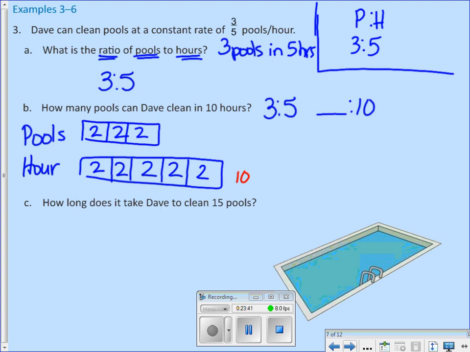Any questions on where the 3 boxes came from, or where the 5 boxes came from, or where the 10 came from, or why I put the 10 there, or where the 2 came from? Those would be some good questions to ask now. Let's be considerate of that. What's your question? Where did the 10 come from? That's a great question. The 10 came from our given. I know that he has to do 10 hours. So this whole row has to equal 10.